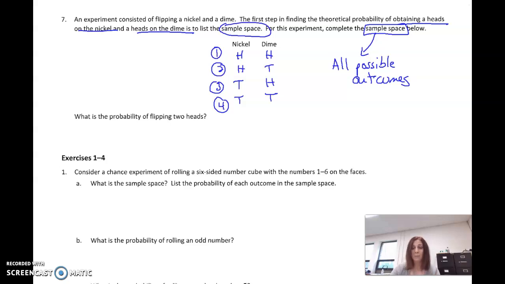Okay, really important to be able to list the sample space because we're going to use that to find the probability. What is the probability of flipping 2 heads? Well, that's once. Okay, that happened once out of how many total? 4. 1/4. Okay, you need to list those outcomes or find the total number of outcomes. Find your sample space. You need that number for the bottom. And then you also need to know the favorable outcomes. Looking at them here, there's just one, right?